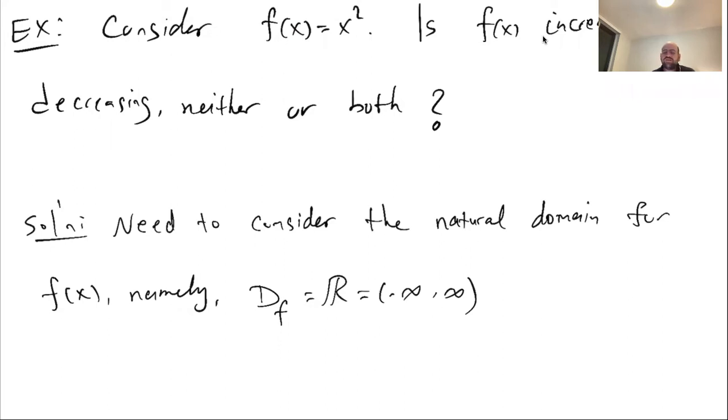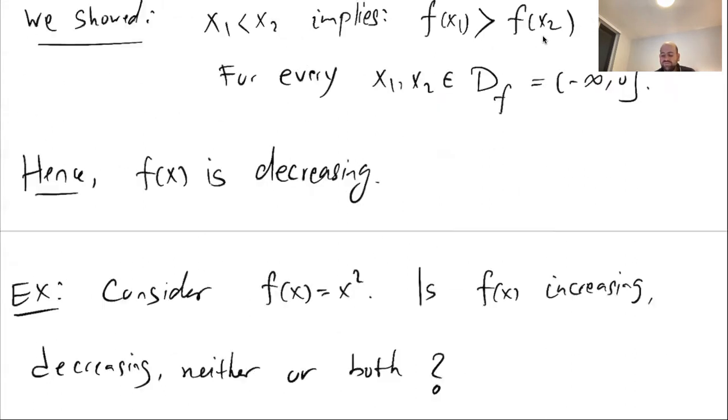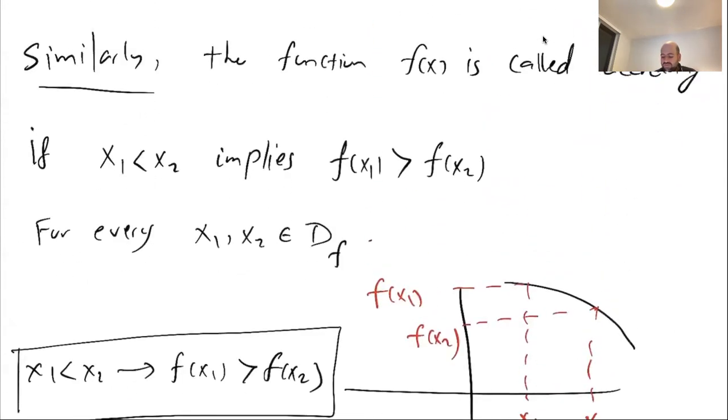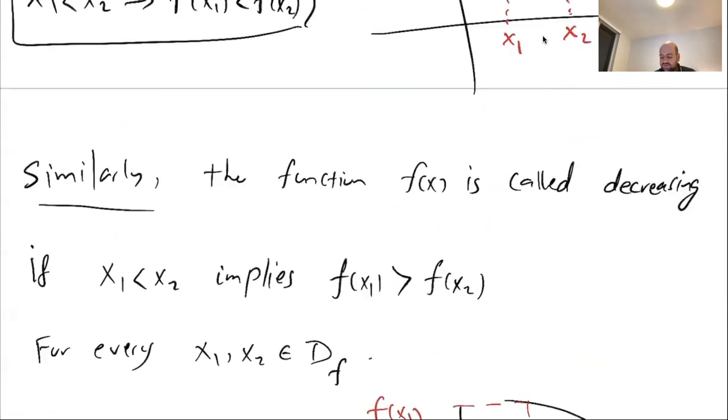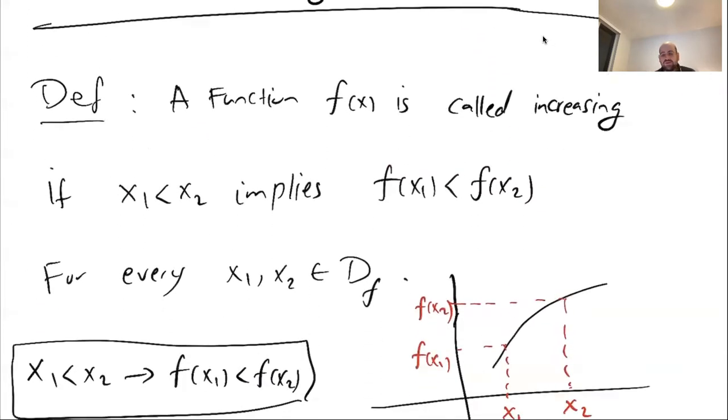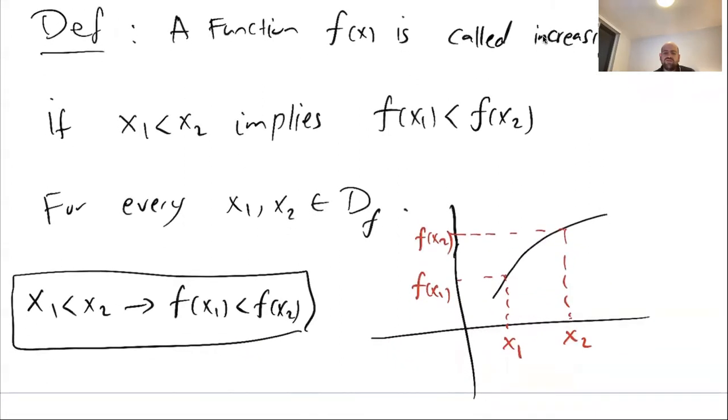Well, to answer this question, we have to look at the definition of increasing, decreasing. For example, we want to decide whether this function is increasing or not, so we have to look at the definition. What does the definition tell us? The definition says the function is increasing if for every pair x1, x2, x1 less than x2 implies f of x1 less than f of x2. But this is not obviously the case here.